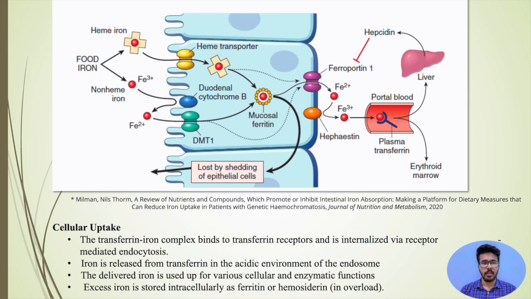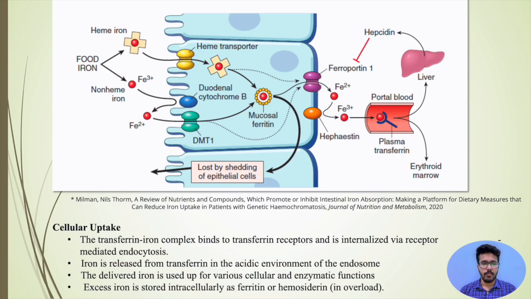So this is the diagrammatic representation of iron absorption. As we know, the food contains iron in the form of heme iron and non-heme iron. Heme iron is absorbed directly into the enterocytes by the heme transporter, which is present on the luminal side of the enterocytes, whereas the non-heme iron, which exists in the ferric Fe3+ form, is first converted to the ferrous Fe2+ form by the duodenal cytochrome B, which is also present on the luminal side of the enterocyte. The ferrous form is transported by divalent metal transporter 1, DMT1, into the enterocytes.